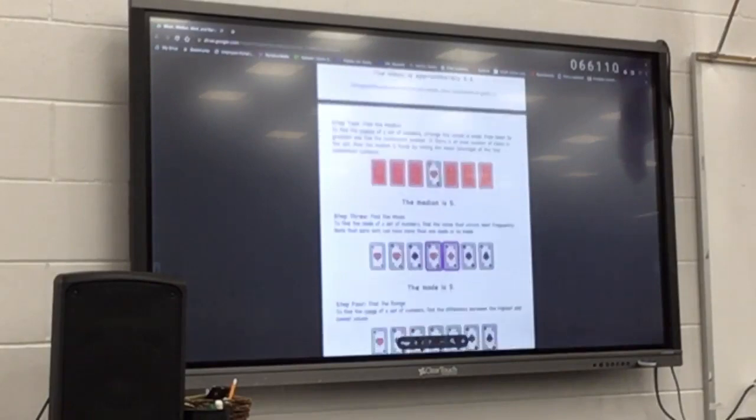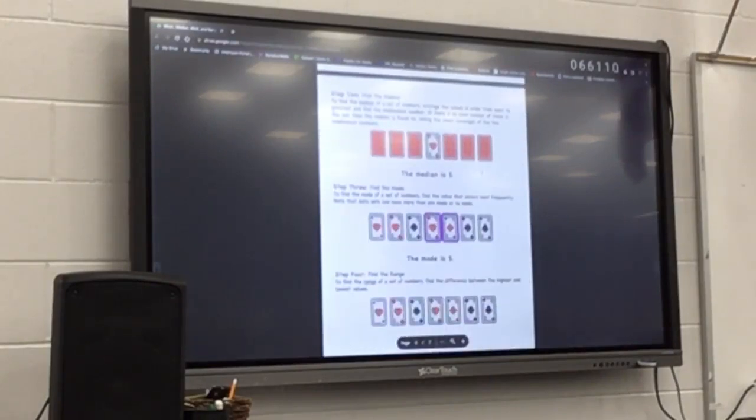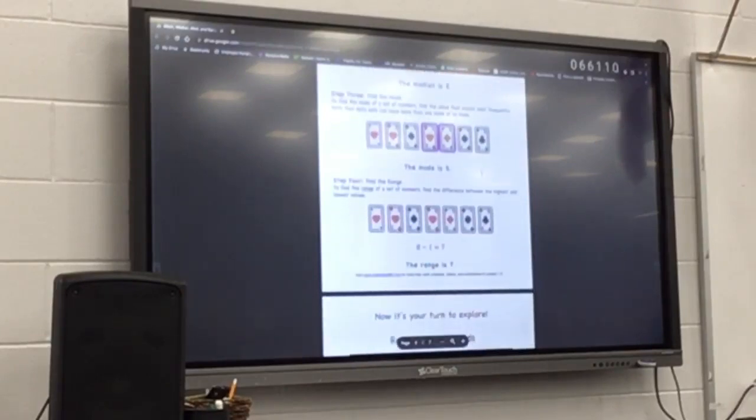Step number 2, you're going to find the median. So it says find the median of a set of numbers, arrange the values in order from least to greatest, and find the middlemost number. If there is an even number of items in this set, then the median is found by taking the mean or average of the 2 numbers in the middle, which we talked about. Step number 3, you're finding the mode, so which one appears the most, obviously. And then step number 4, you're finding the range. So you take the biggest number minus the smallest number, and you get your range.